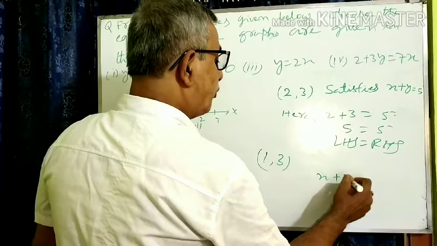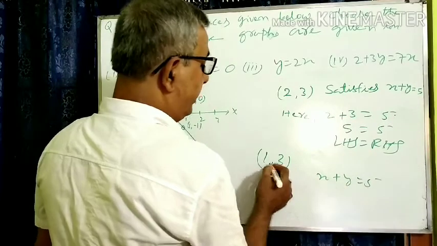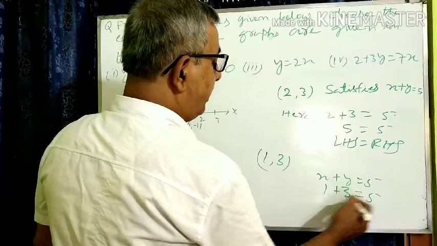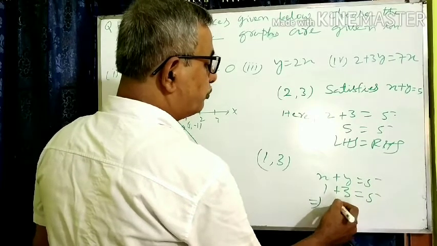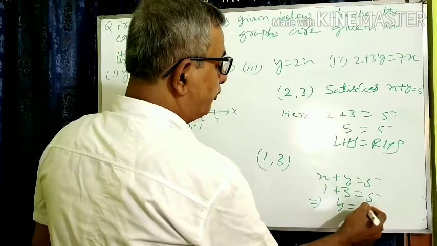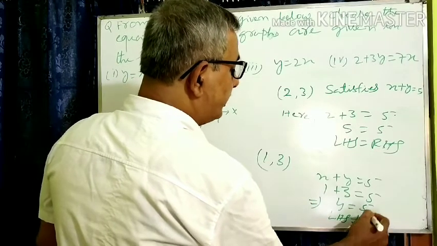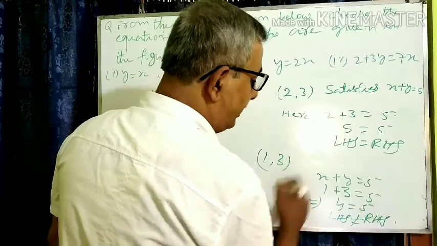Here x plus y is equal to 5. But you see, x is equal to 1 you are putting, y is equal to 3 you are putting. What are you getting? 3 plus 1, you are getting 4. 4 is equal to 5. LHS not equal to RHS means what?